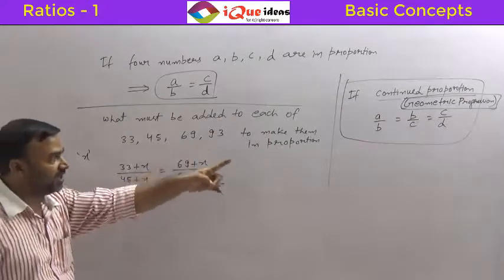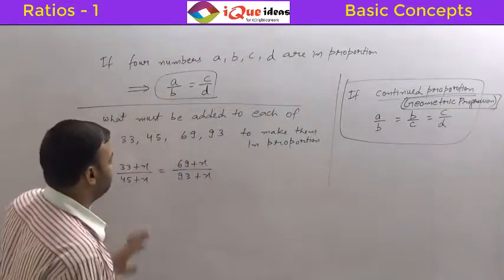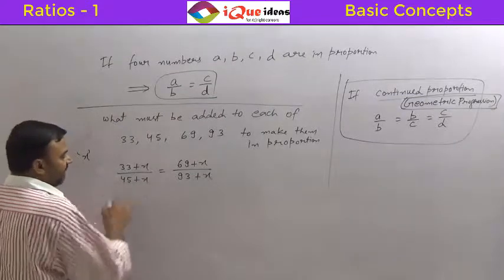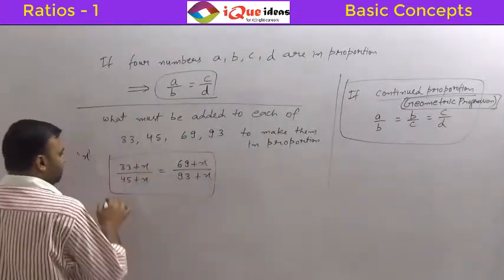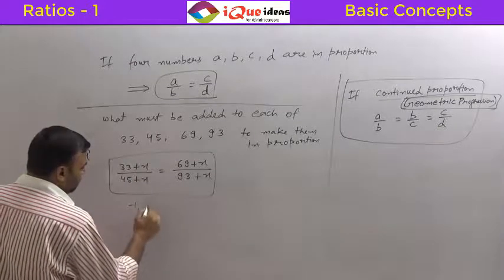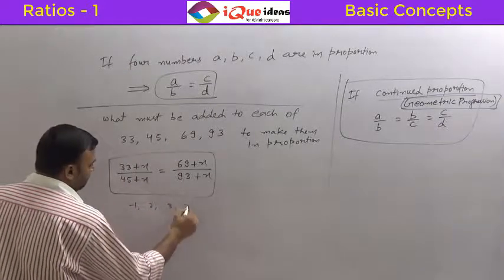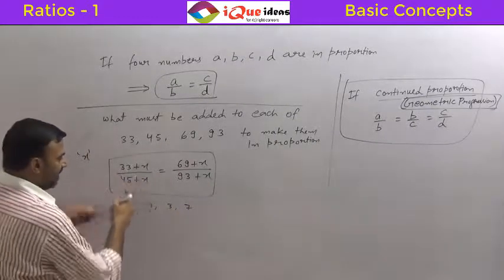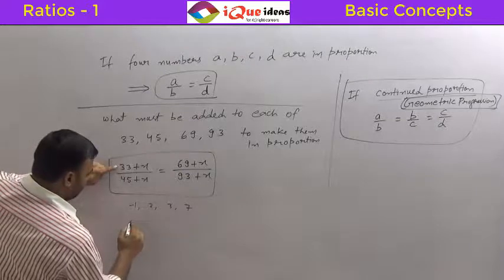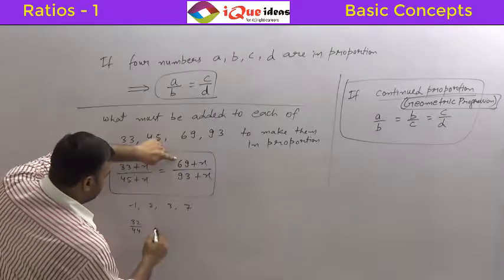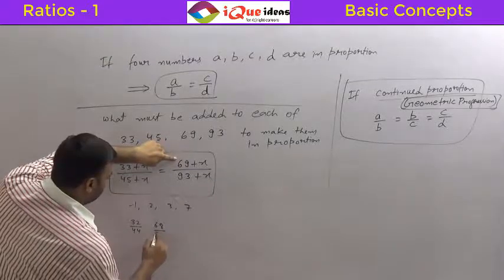We will not use the continued proportion thing. We will use this one. Now if you simplify, you will get the answer. But you don't need to simplify. In these questions, use the options given. Suppose the options are -1, 2, 3, 7. Use the options. If you put x equal to -1, this will become 33 minus 1, that is 32, 45 minus 1, 44. And this side will become 69 minus 1, 68, and 93 minus 1, 92.